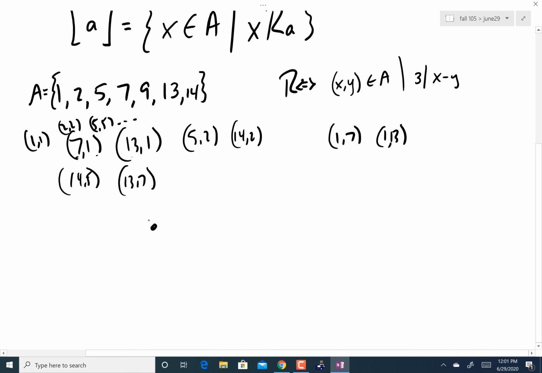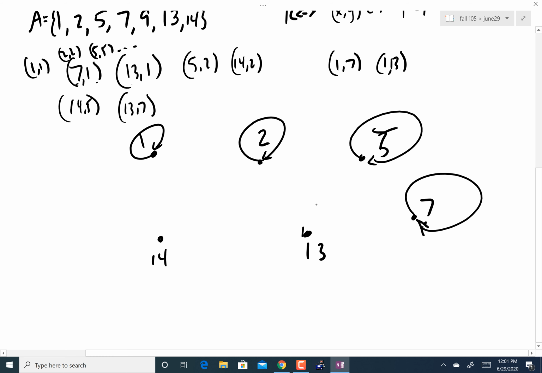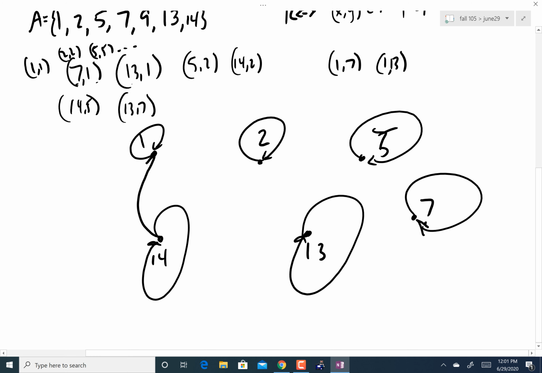Let's draw the picture. Here's 1, 2, 5, 7, 13, 14. So let's draw these guys. Clearly they are all reflexive. Nice. And we've said that they are clearly symmetric. So I can draw this arrow.